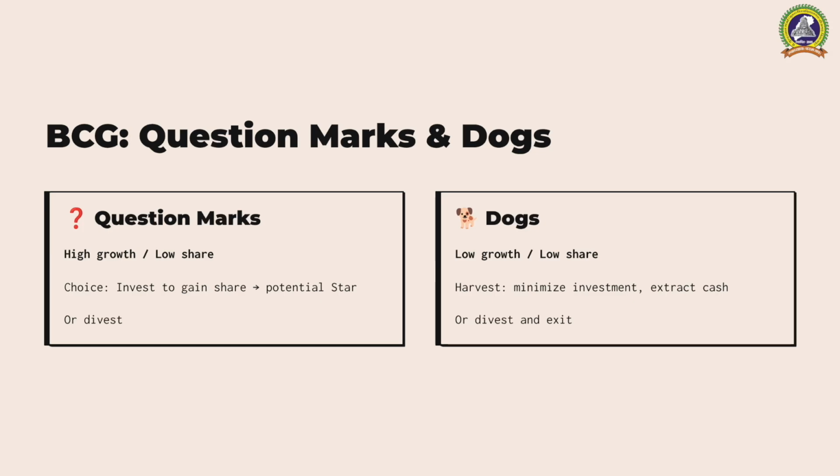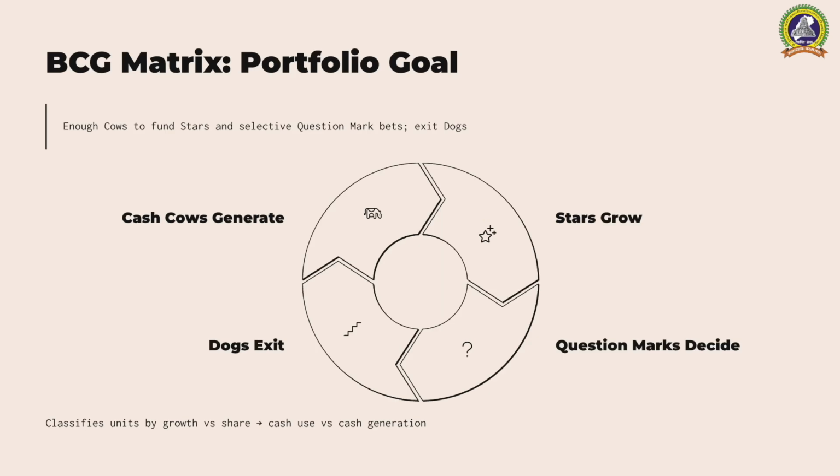The best strategy adopted by a firm is to harvest the business unit, which means to cut all investment and extract any remaining cash from this business, or to liquidate, which means sale of the business unit. The example given is the shipping business of Century Textile, where both the market share and the growth rate are low. Let's summarize the BCG matrix.